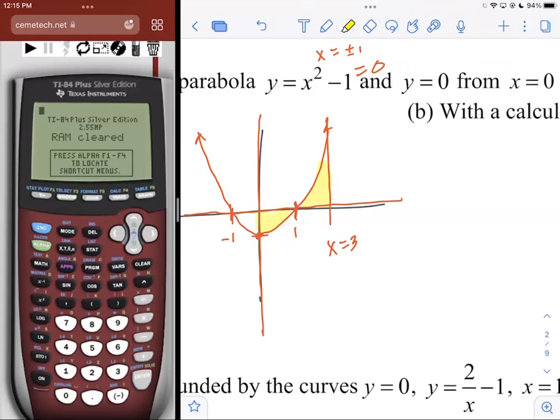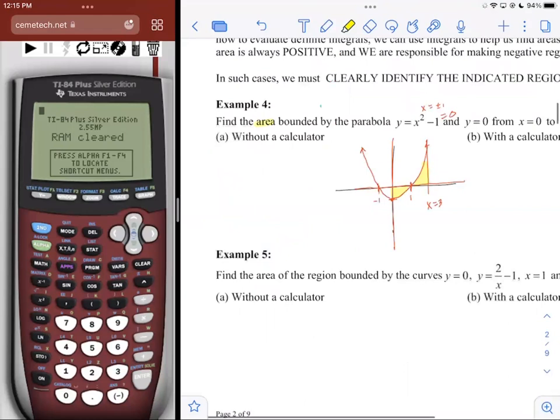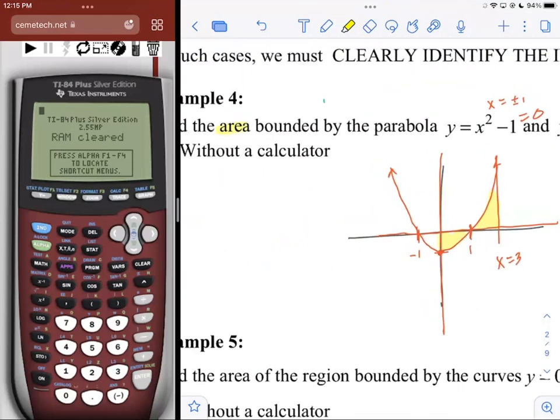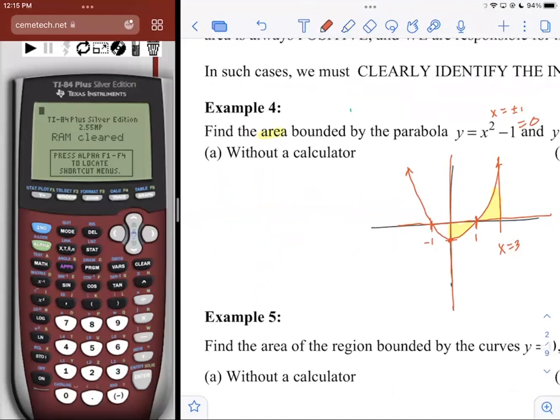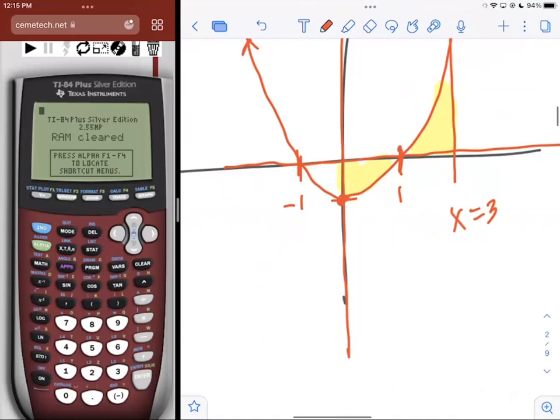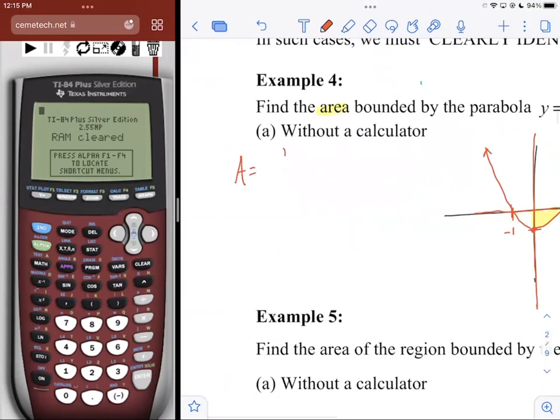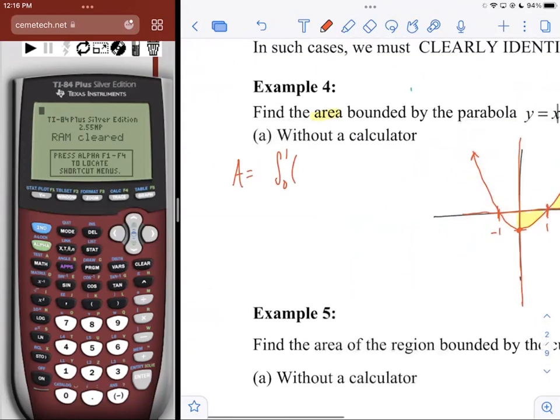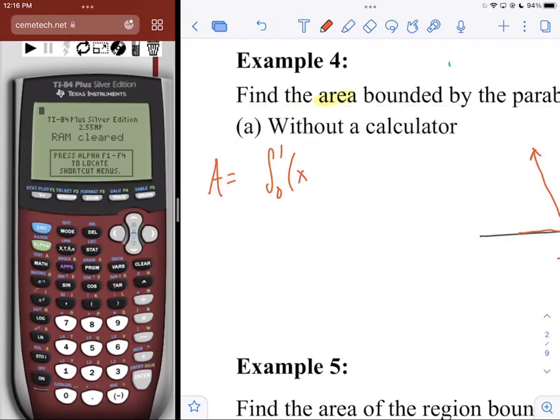So if it says to find it without a calculator, then we've got to set up an integral that'll give it to us. All right, so let's go ahead and do that. I'm going to call it A for area. And the first region is going to be from X equals 0 to 1. And if I integrate from 0 to 1 of the curve, right? The curve is X squared minus 1 dx. That's going to give me a negative value.